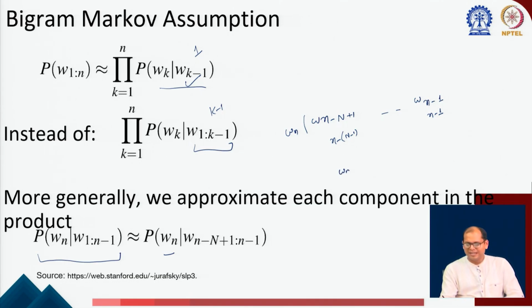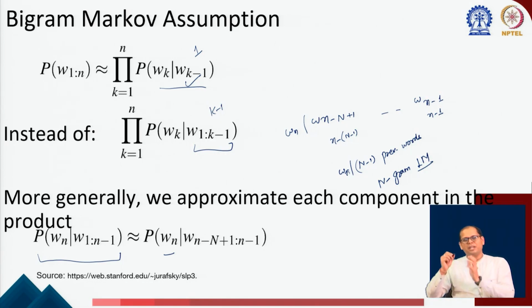So wn given n minus 1 previous words, and this is called an N-gram language model. An N-gram language model makes the assumption that the probability of the current word depends on only the previous n minus 1 words. Okay, and you can use n equal to 1, so it becomes a unigram language model.